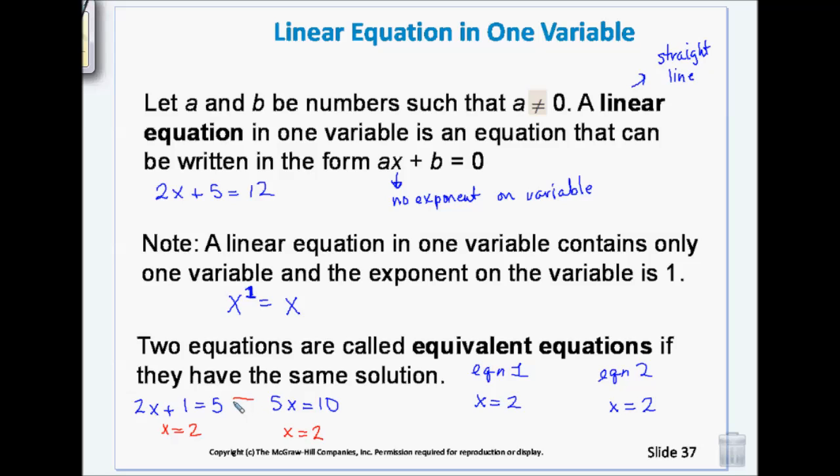And there's a symbol for equivalent. It's like an equal sign, but it has 3 lines. Does that make sense? Okay.